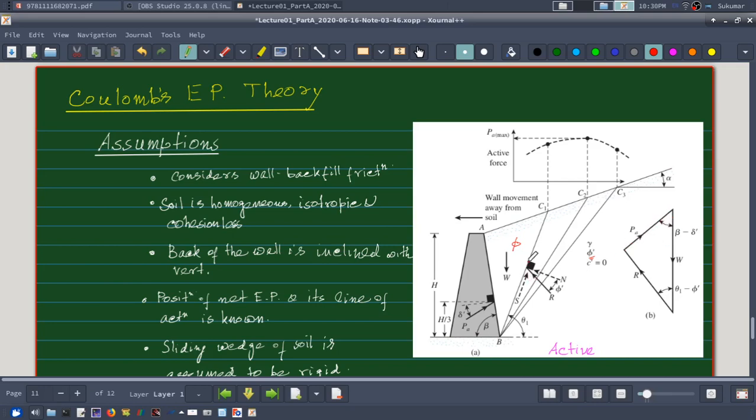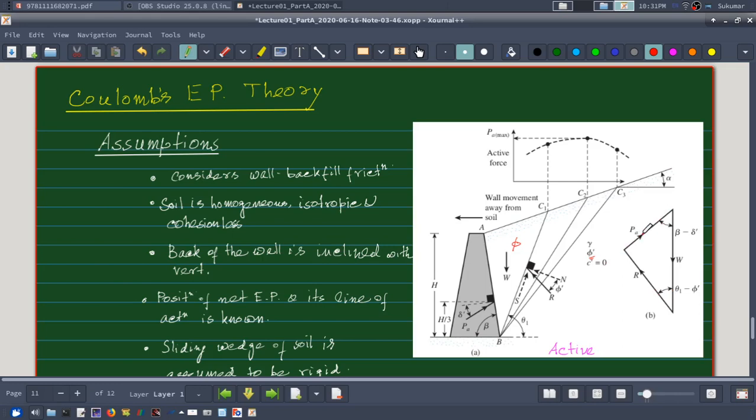And now since I do not know the actual failure plane, what we do is make a trial with different angles of failure planes, and accordingly I will have different force triangles, because this theta will be changing every time. So accordingly I will have different force triangles, and different values of PA.